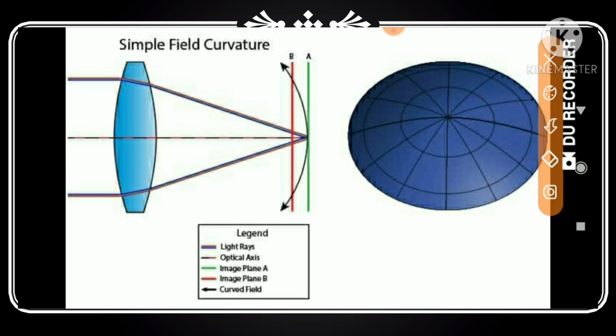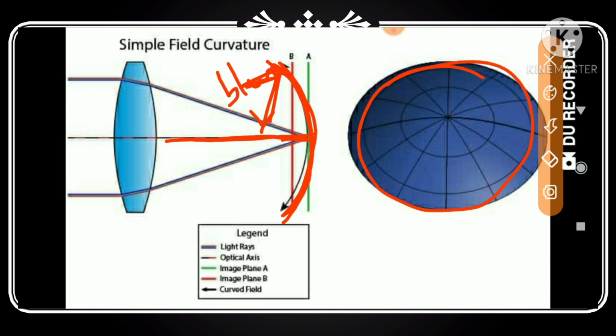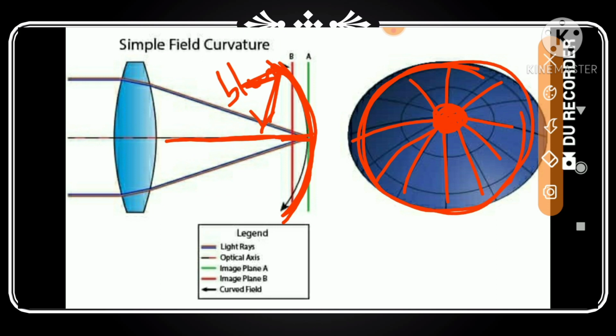I explained that the image forms here as a curved image, and the central part is nearer to the principal axis, which is in focus, and the outer region is away from the axis and looks blurred. This one is a little bit convex here, and the central part is nearer to the axis at the focus, and the outer surfaces look like a blurred image. This is about the field curvature.